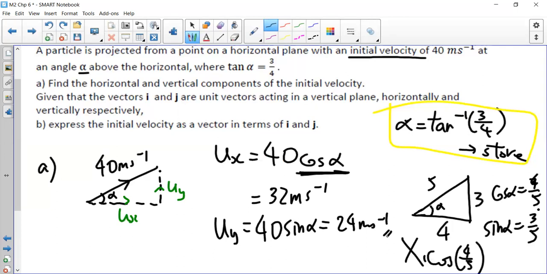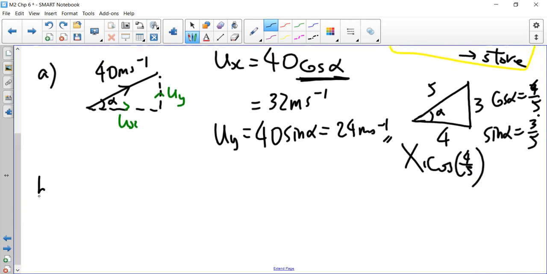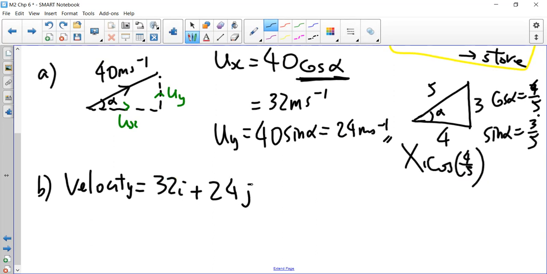Part B. Given that the vectors i and j are unit vectors acting on a vertical plane, horizontally and vertically respectively, express the initial velocity as a vector in terms of i and j. Well, i essentially is the x-axis, j is the vertical y-axis. So the velocity is simply 32i plus 24j meters per second.